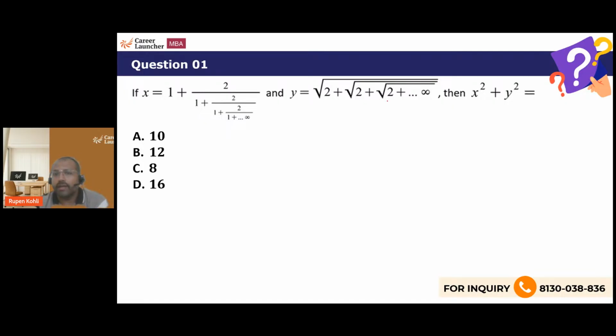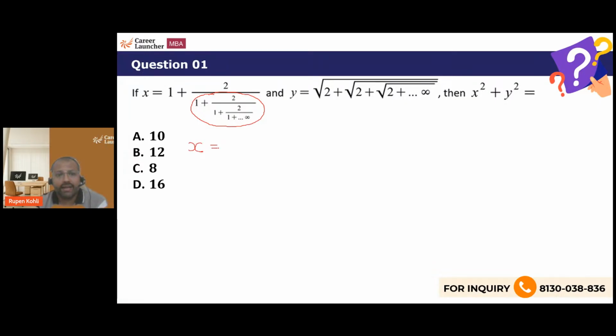Likewise over here for y. Because to answer this question, we have to solve for both x and y. Only then we can find the value of x square plus y square. So if I carefully look, then what I have over here is exactly what I see at the beginning, right? So I can replace this expression as x itself effectively. Yes or no, right?